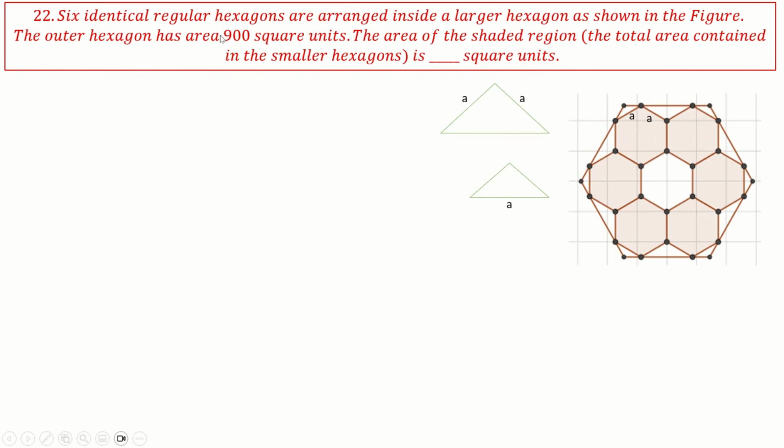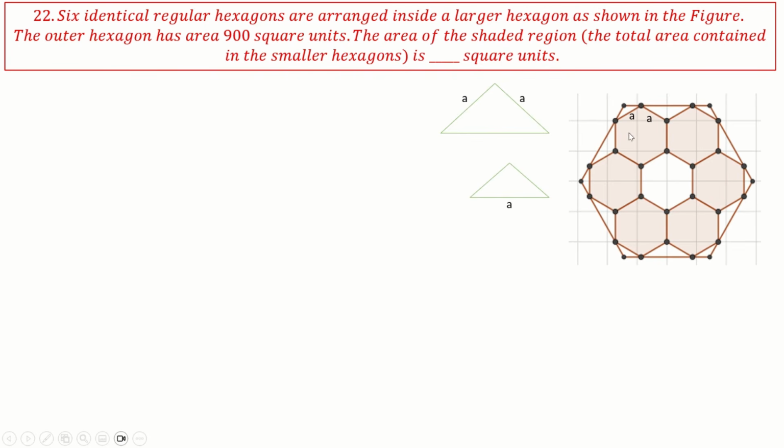6 identical regular hexagons are arranged inside a larger hexagon as shown in the figure here. There is one big regular hexagon. Inside there are 6 hexagons arranged. Center also got a hexagon which is of same size. Now what you want is, the outer hexagon area is 900 square units. The area of the shaded region, that means only these 6 hexagon area, is what is being asked.